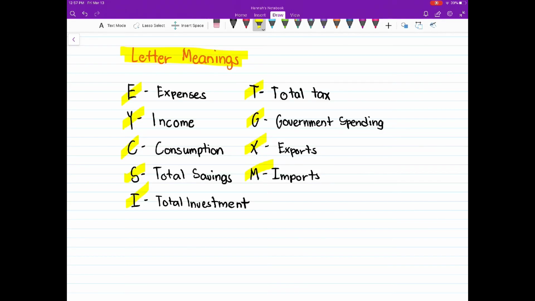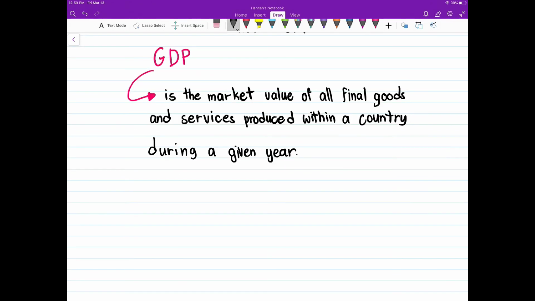Before this pretty long lesson comes to an end, I'm just gonna recap what each letter means. E is expenses, Y is income, C is consumption, S is savings or total savings, I is total investment or just investment, T is total tax or just tax, G is government spending, X is exports, and M is imports. And lastly, GDP is the market value of all final goods and services produced within a country during a given year.